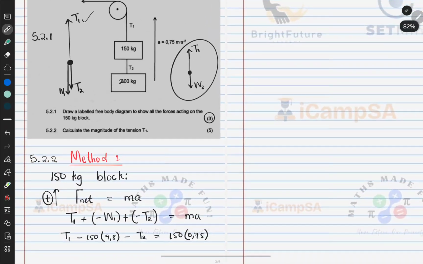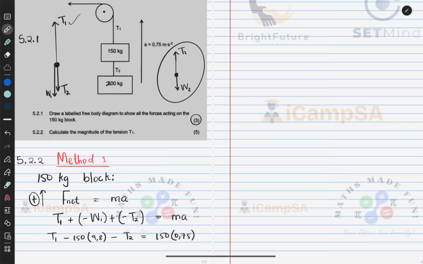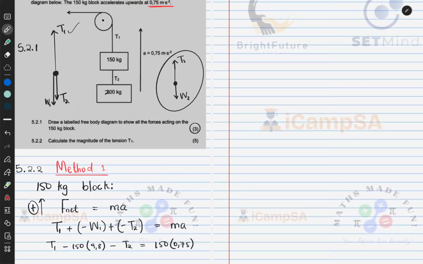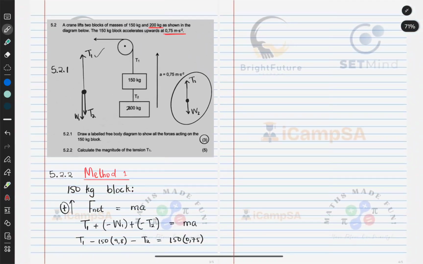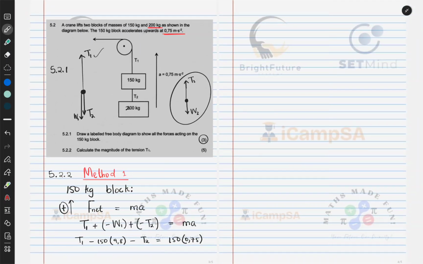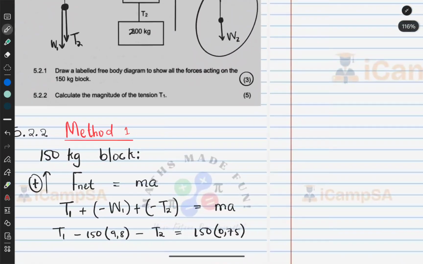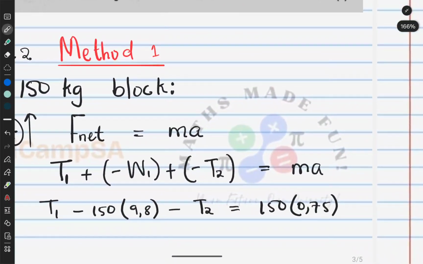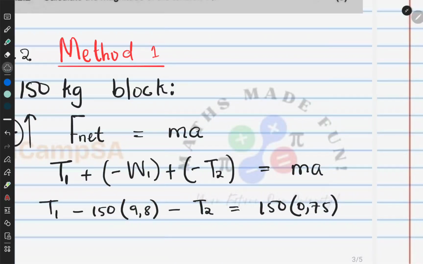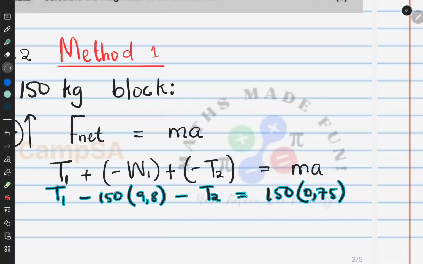Right, and then from here you can say, well, I have two unknowns, since we're looking for T1. Okay, so we are trying to find T1, right? So it means we must make T2 the subject of the formula, right? So therefore, this is just maths. I will just skip to the final step where I have T2 as my subject.